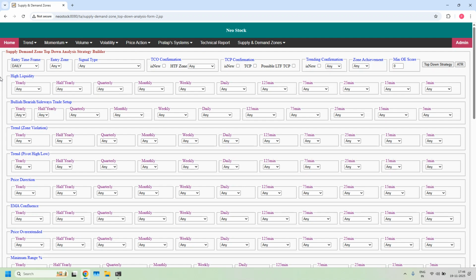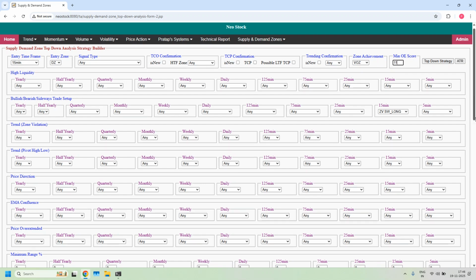Daily income trade sideways long trade setup, entry time frame zones are 15 minutes demand zone. Here bullish or bearish or sideways at 15 minutes. I am selecting sideways long. Zone achievement VOZ, minimum order enhanced score 11, and 15 minutes demand zone should not be pierced.